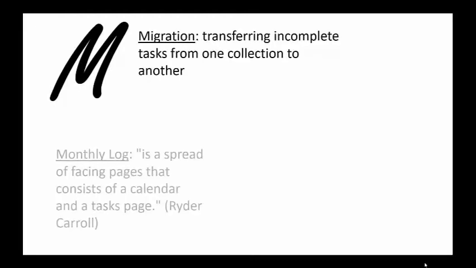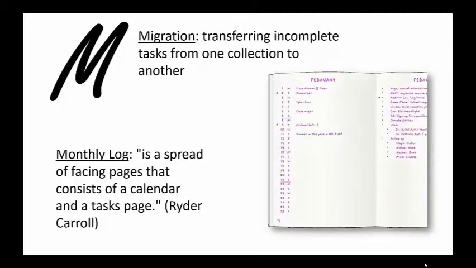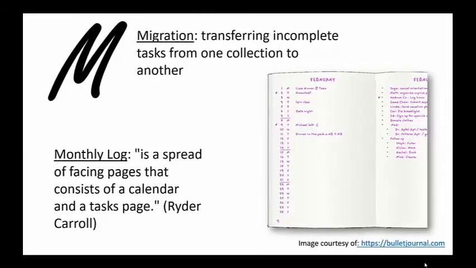The other thing we have for M is our monthly log. So as Ryder Carroll says, the monthly log is a spread of facing pages that consists of a calendar and a task page. Now, personally, I don't use a monthly log, but some people love it, and this is what it can look like. On one side, you would show the numbers of the days and the days of the week, and on the other, you would show the overall tasks for your whole month. From M, we move to N. And we have a couple of interesting ones.